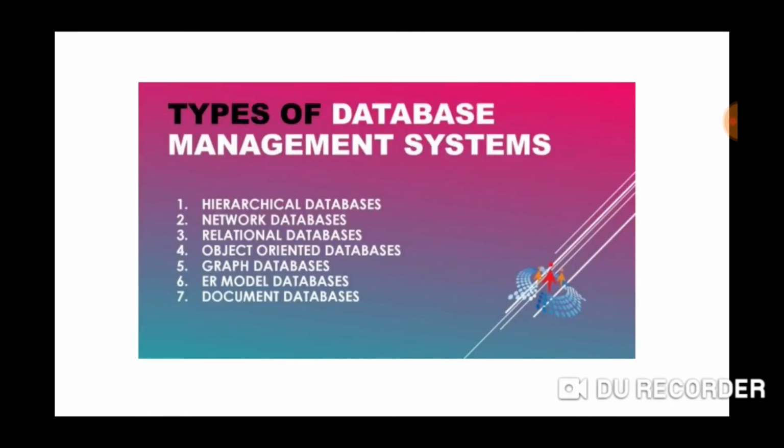There are a lot of types of database management system, but at the moment there are seven main types, which are hierarchical database, network database, relational database, object-oriented database, graph database, model database, and document database.